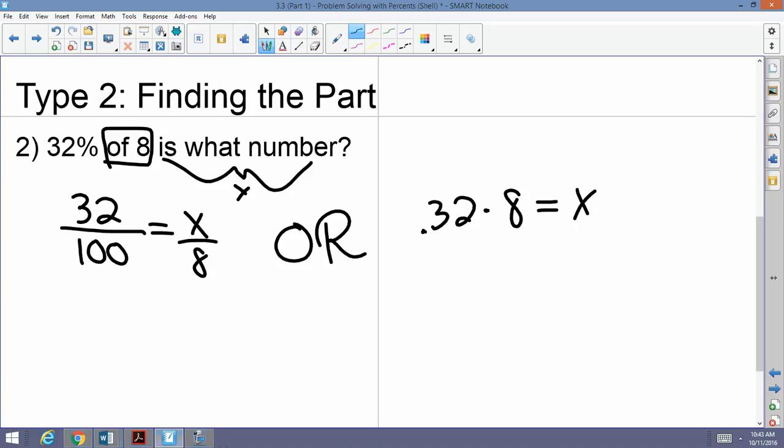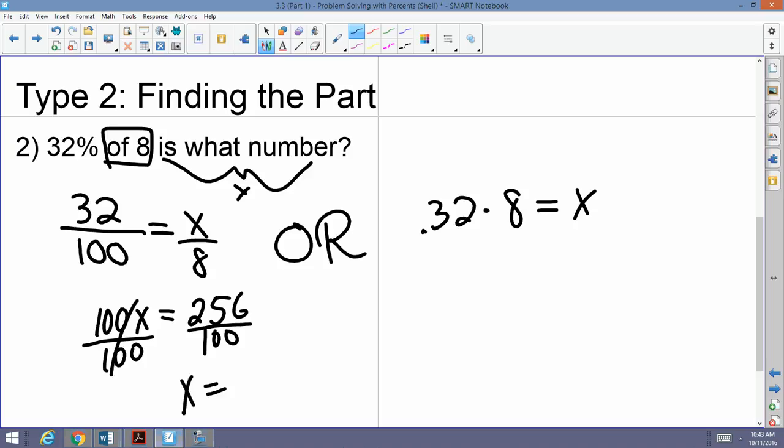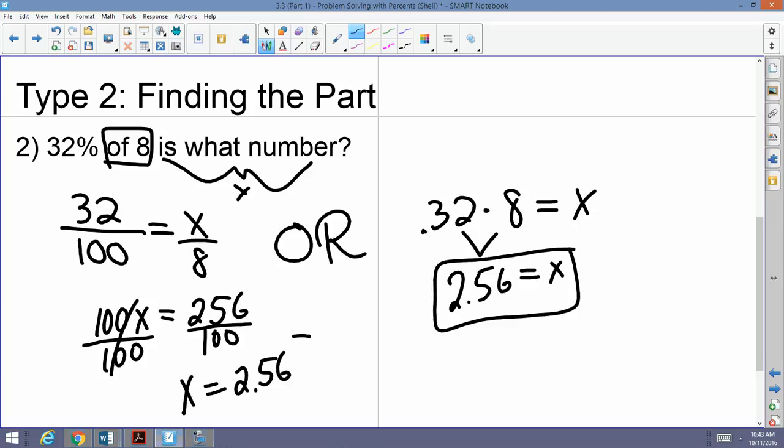Correct, but the variable x could be at the is, or it could be at the of, or it could be at the percent, depending on what they're looking for. Okay, so that's 256 divided by 100. So x will equal 2.56. Or if you just multiplied here, 0.32 times 8, that gives you 2.56 equals x. So again, please note, you don't have to do them both ways, but you've got to do them one way. So learn it.